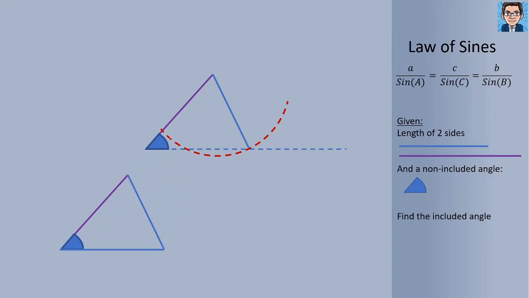But that's not the only one. We could continue and move this down along that arc a little more. And this is another one that still has the same measurements and the same angle as well. So that visually demonstrates how, given two sides and a non-included angle, we can get two different values for this angle.